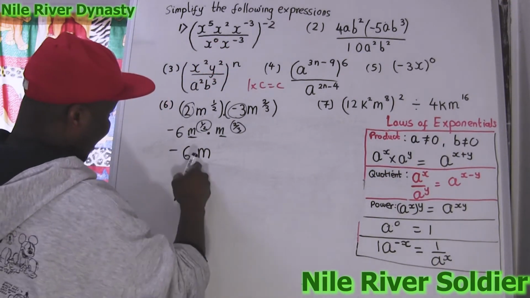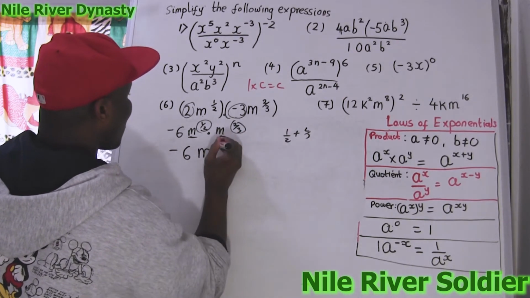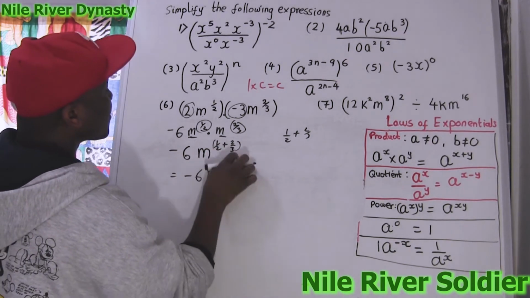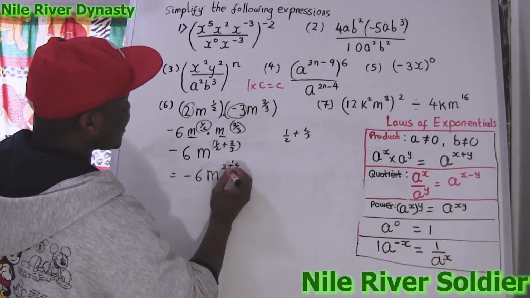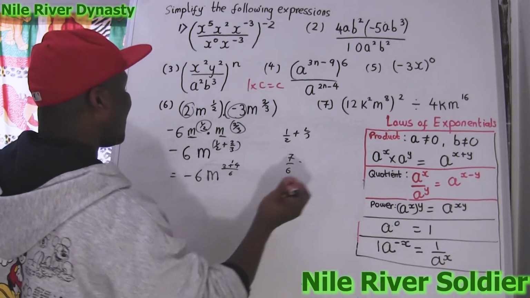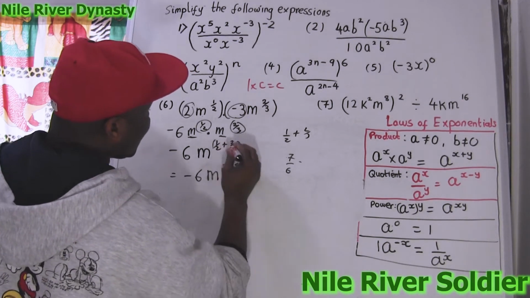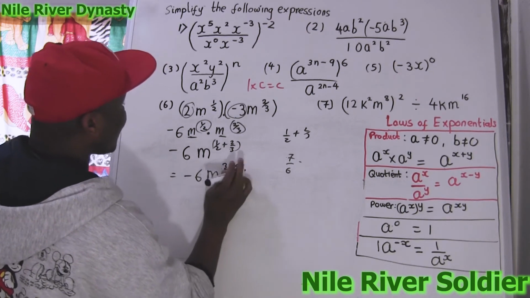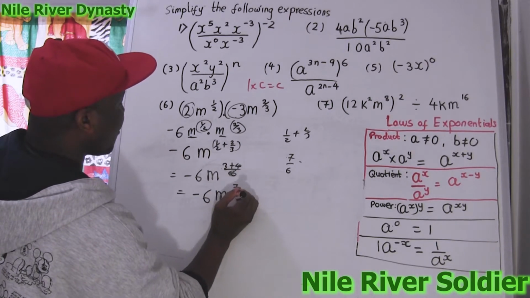So let's go. So m, and then 1 over 2 plus 2 over 3. So this is equal to negative 6 m. Now this is going to be 3, and this is going to be 4, plus 4 over 6, and this is going to be equal to 7 over 6. Yeah, 7 over 6. This one is 3 and this one is 4. 7 over 6. I believe you know how to do fractions.